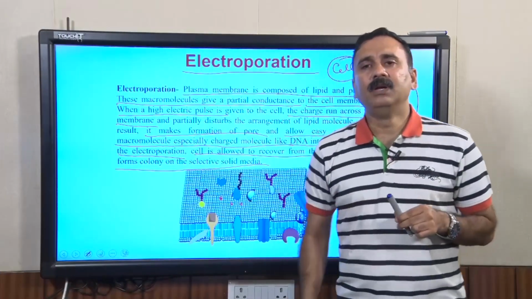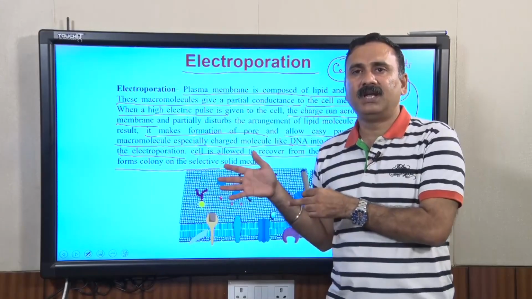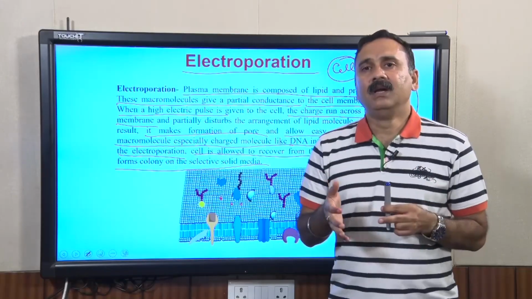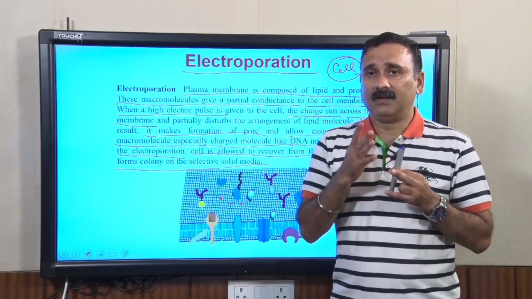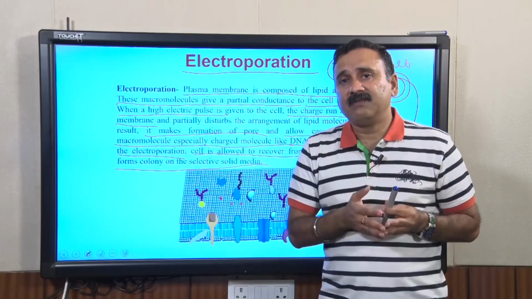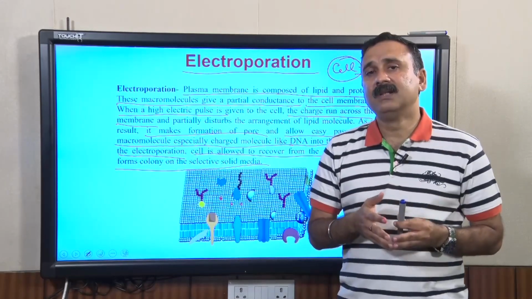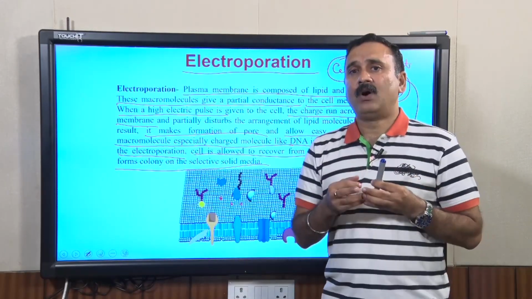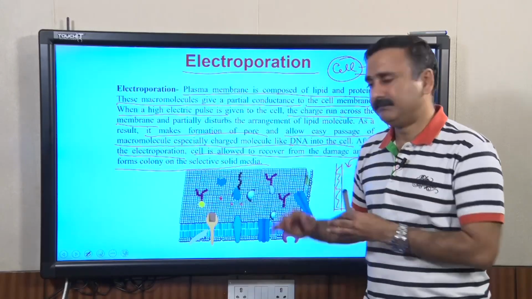So, this is all about transformation by electroporation as well as transformation by the chemical methods. Both these methods have different transformation efficiencies, and the transformation efficiency, whether by the chemical method or the electroporation method, depends mostly on different factors which we are going to discuss in the next slide.